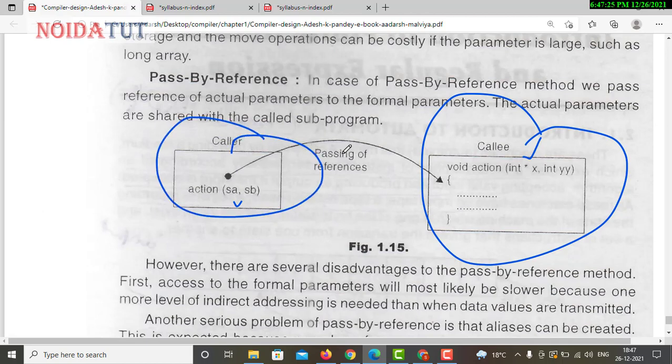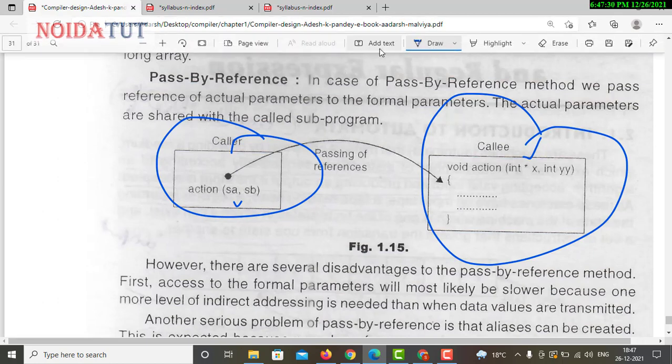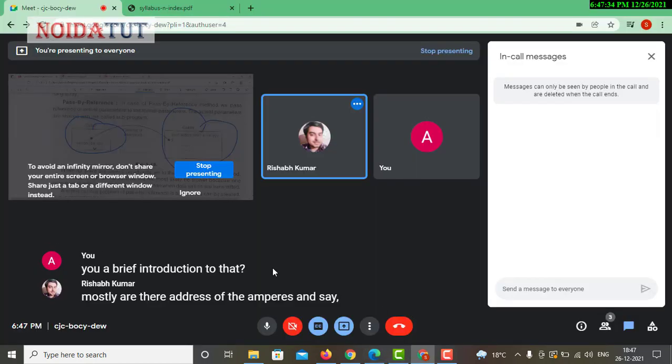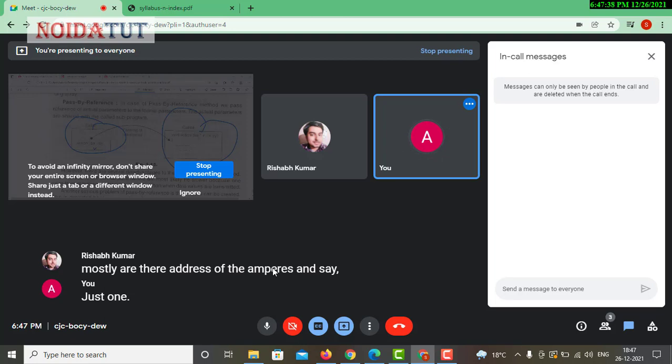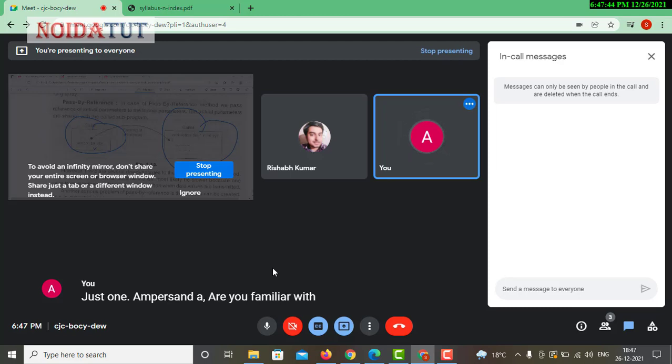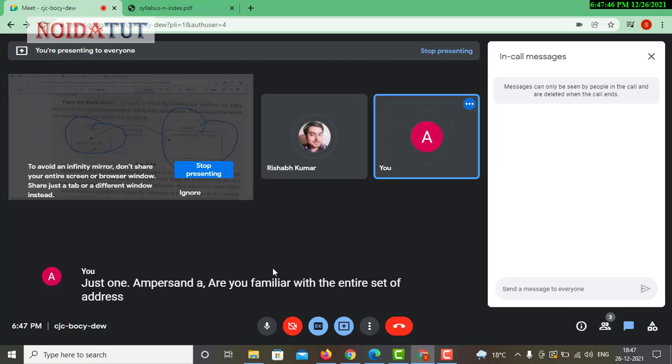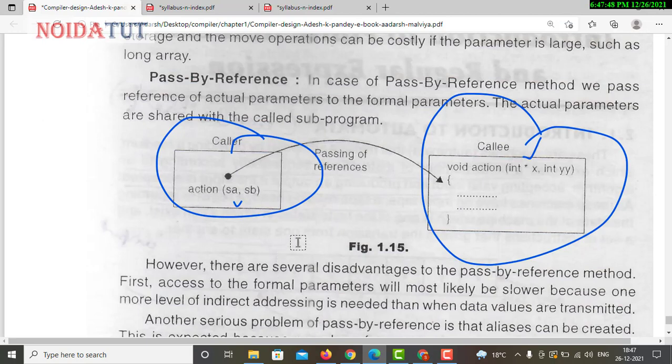No sir, I remember. Address of is given by the ampersand. Just 1 minute. Ampersand a, are you familiar with the entire set of address part? Yes sir. Okay, fine, very good. So that means you can see that these are the pass by reference values. That means we are passing actually the address part.